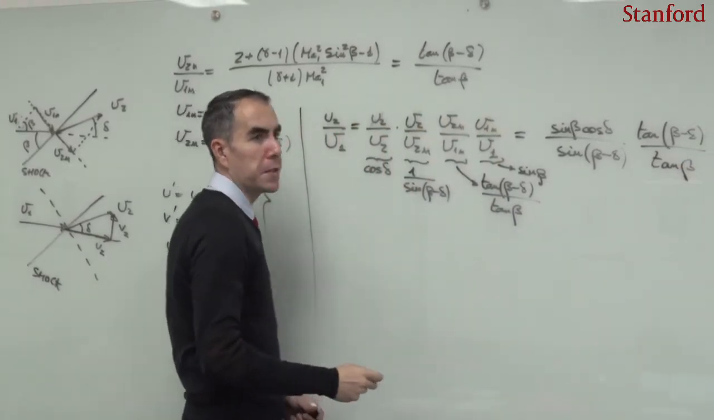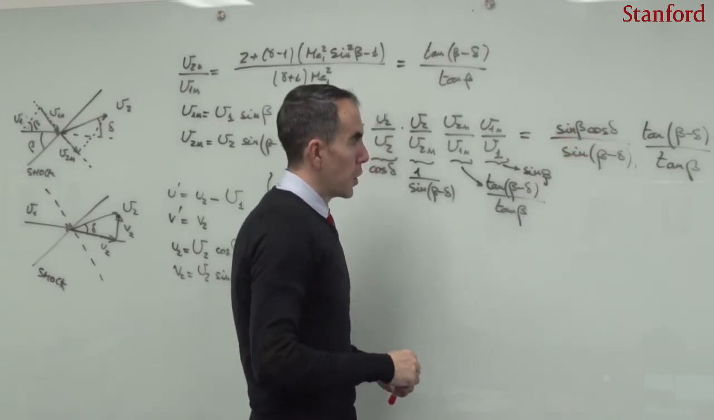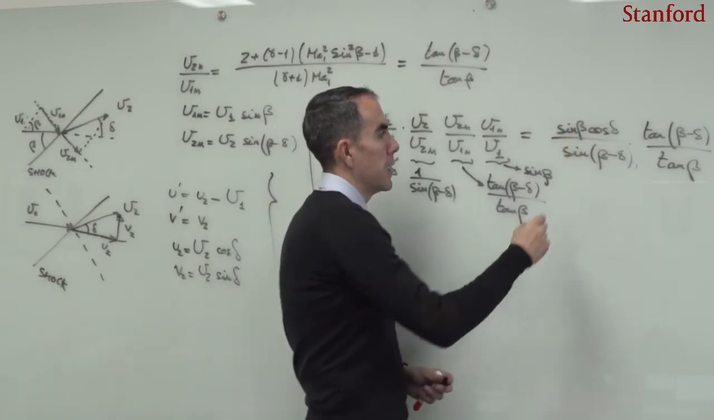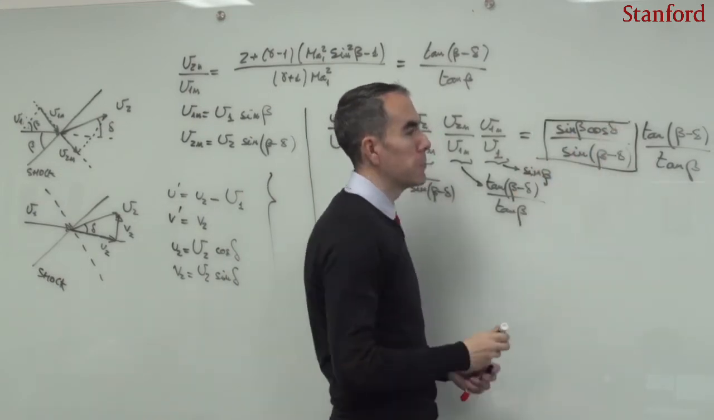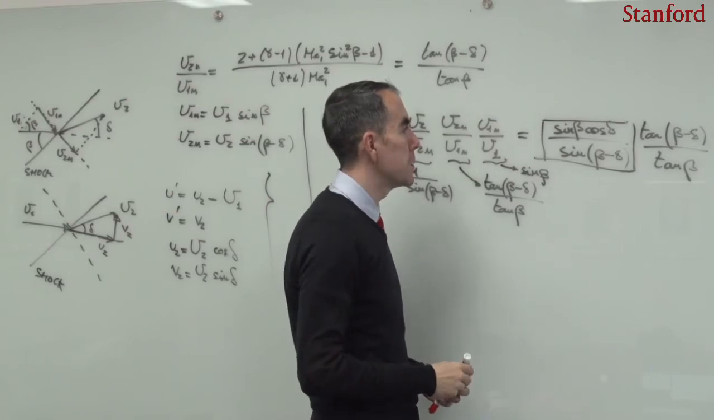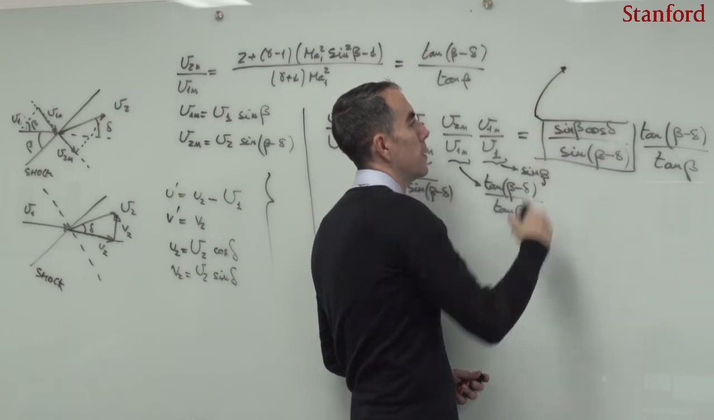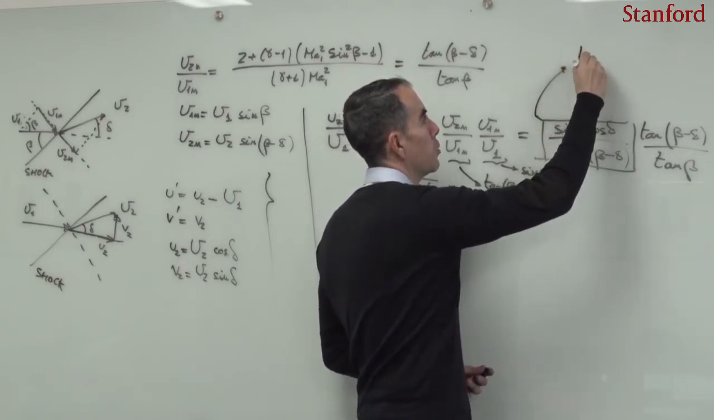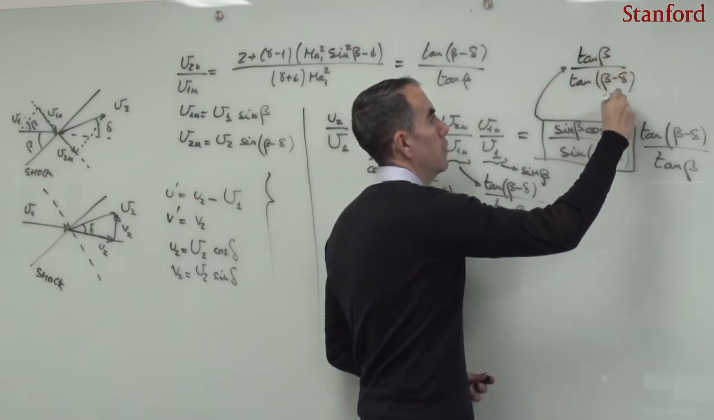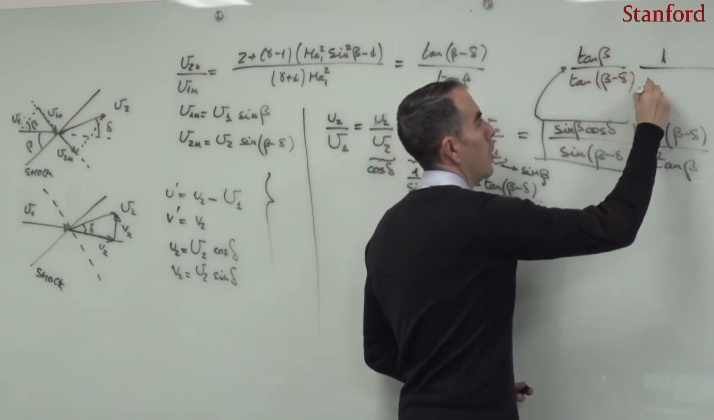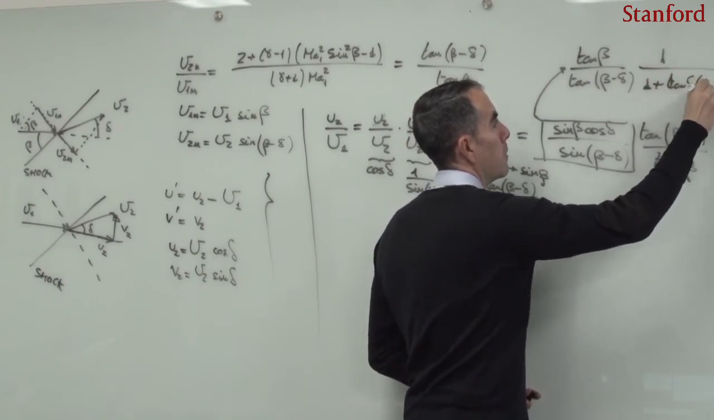Well, one can simplify this expression a little bit more here by using trigonometric relations, and by realizing that this entire coefficient can be expressed in terms of tangents by using trigonometric identities. In particular, this ratio is equal to the tangent of beta divided by the tangent of beta minus delta, multiplied by 1 divided by 1 plus the tangent of delta multiplied by the tangent of beta.